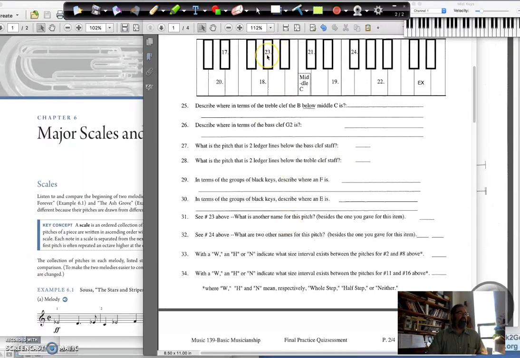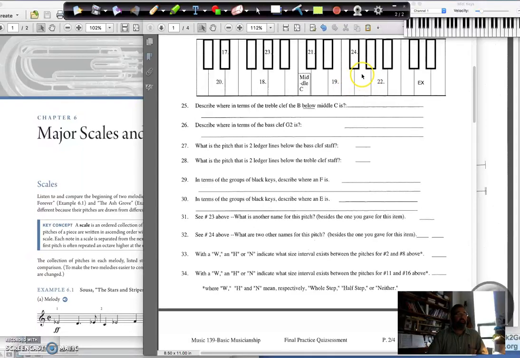See number 23 above, which is this thing. What is another name for this pitch? Black keys naturally have more than one name because they're named as a sharp version of what's on the lower side of it, or as a flat version of what's on the upper side of it. And for that matter, anything can be named with any letter name, basically, if you put enough sharps or flats next to it. Not that we have more than a double flat or double sharp. But what are 2 other names for number 24 above? It could be the other letter name, but it also could be a double sharp or a double flat of something that's not even this white key or that white key.